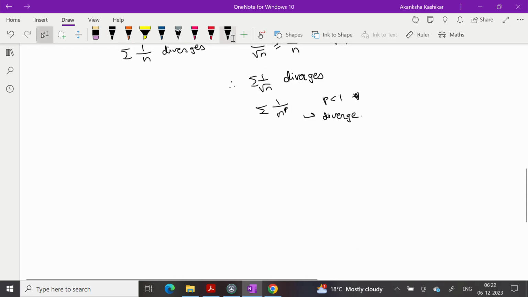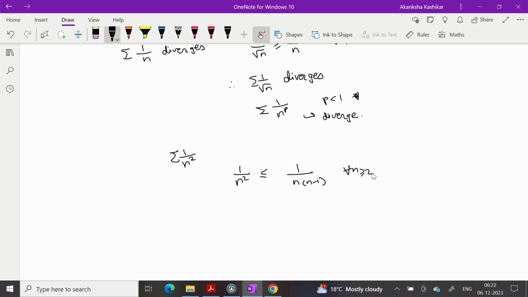So suppose I have summation 1 by n square. Now from 1 by n, I cannot say anything about 1 by n square because 1 by n square is smaller. If a bigger series diverges, that doesn't say anything about the smaller series. However, for 1 by n square, what can we do? We can write 1 by n square is smaller than or equal to 1 by n into n minus 1 for every n greater than or equal to 2.